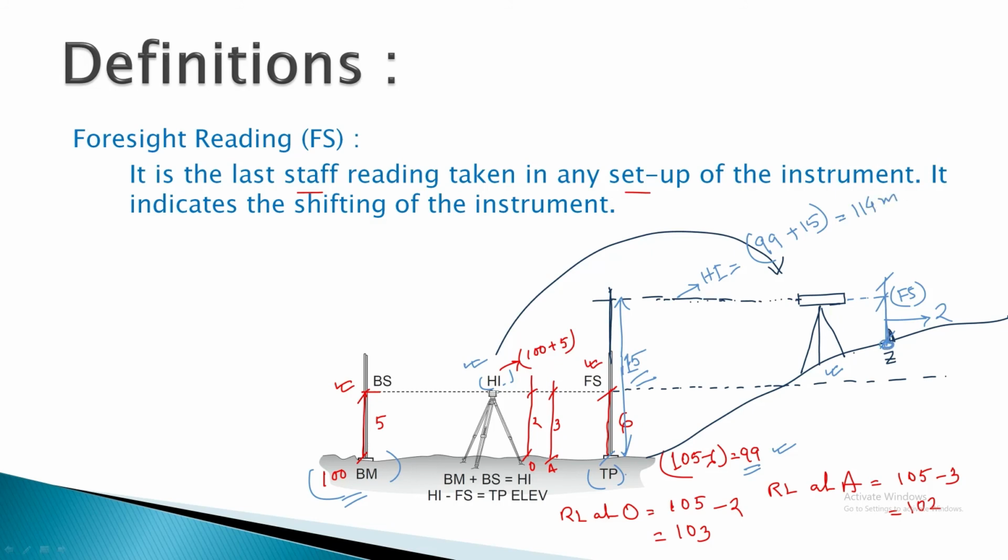Now if we need to determine the RL of this Z point, that will be how much? 114 minus 2, like we have done in these cases, right? So 114 minus 2, that means 112 meters. Okay, so in this way we can determine the RL value of several points by changing the instrument station. Why we need to change the instrument station, I already discussed. This is very much important.